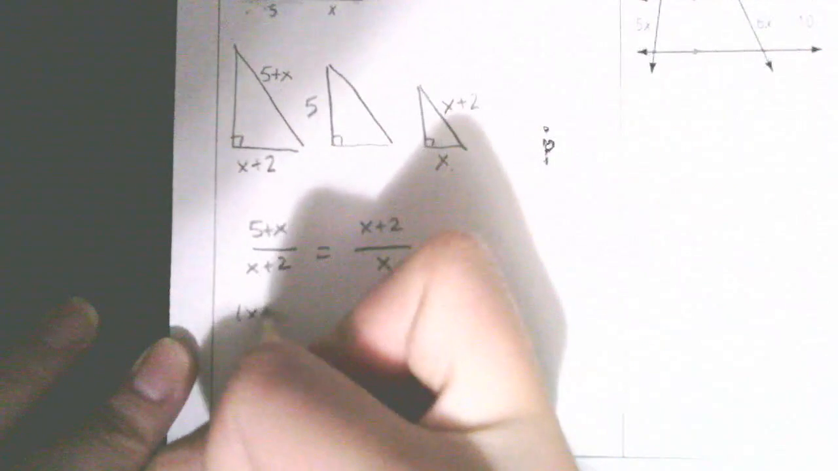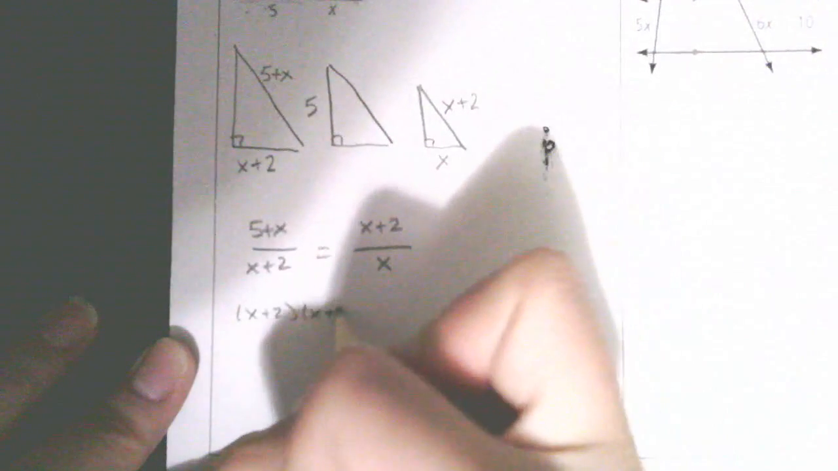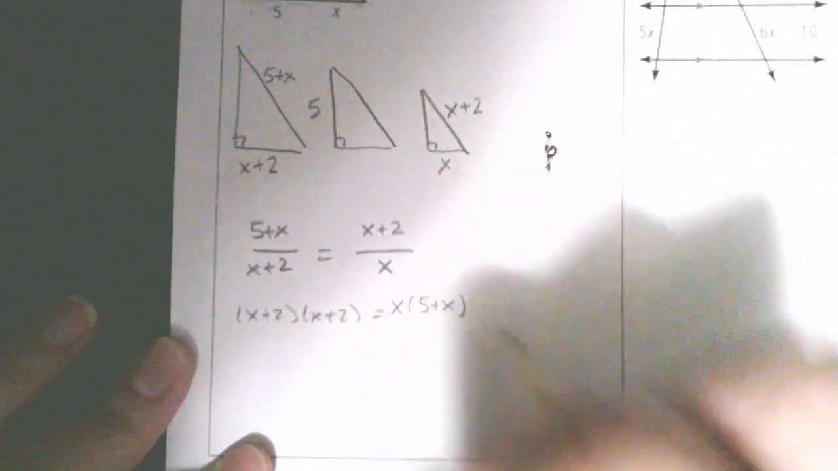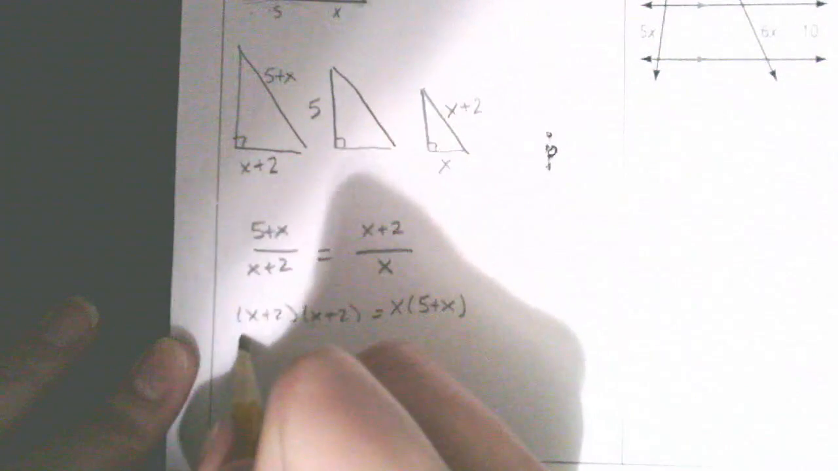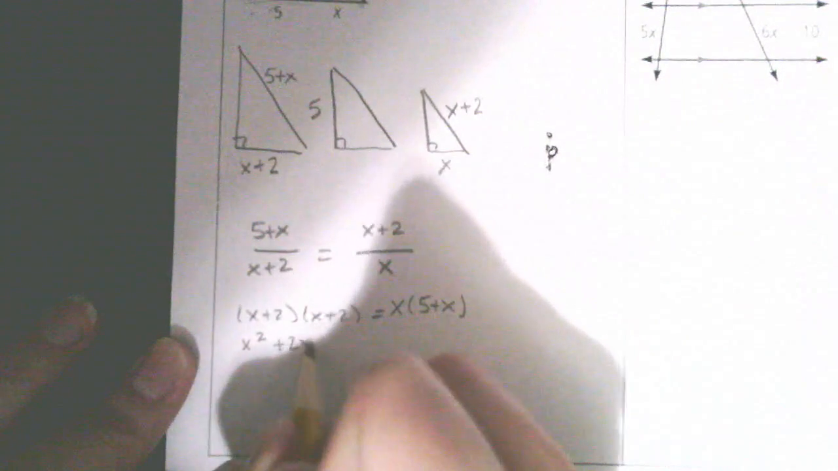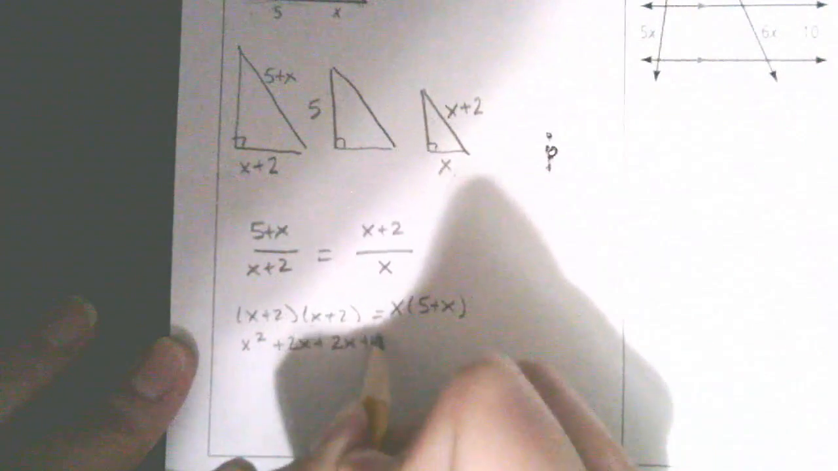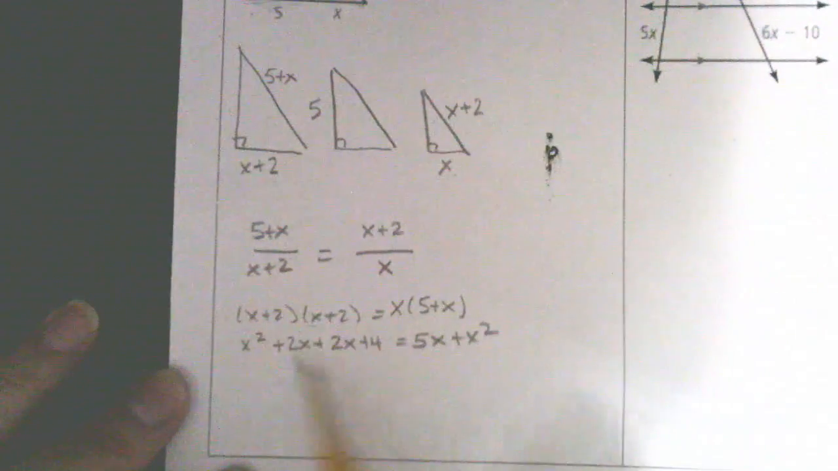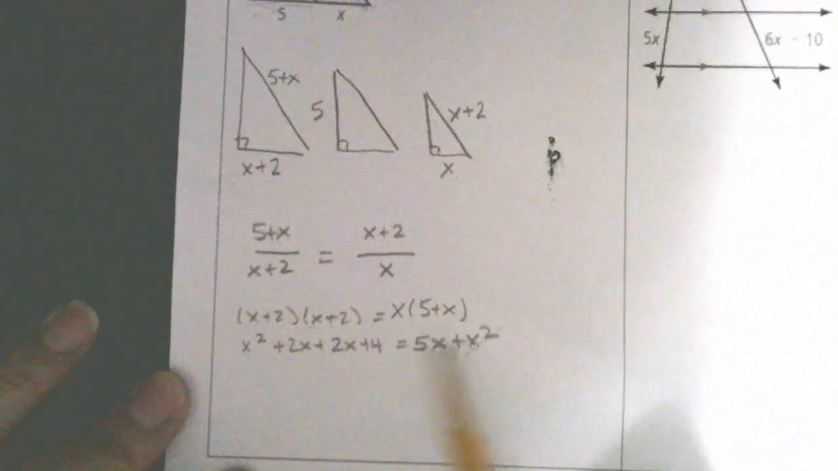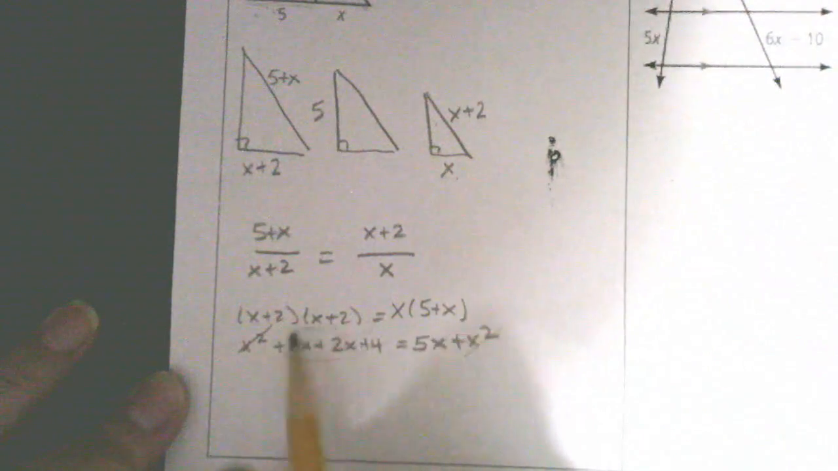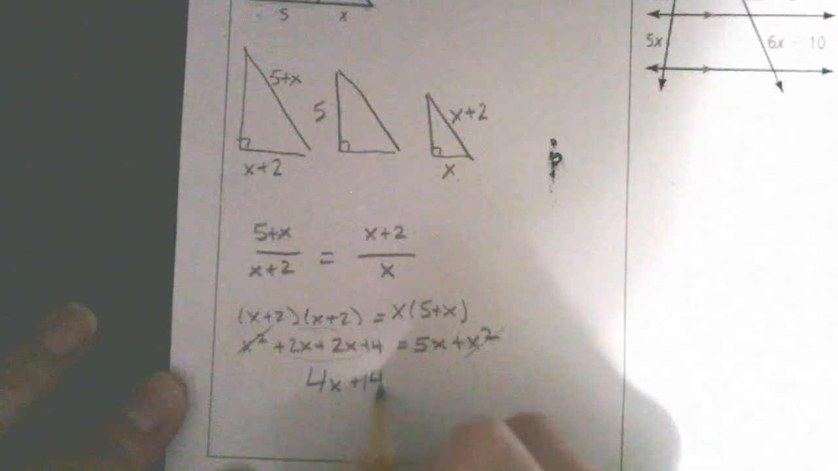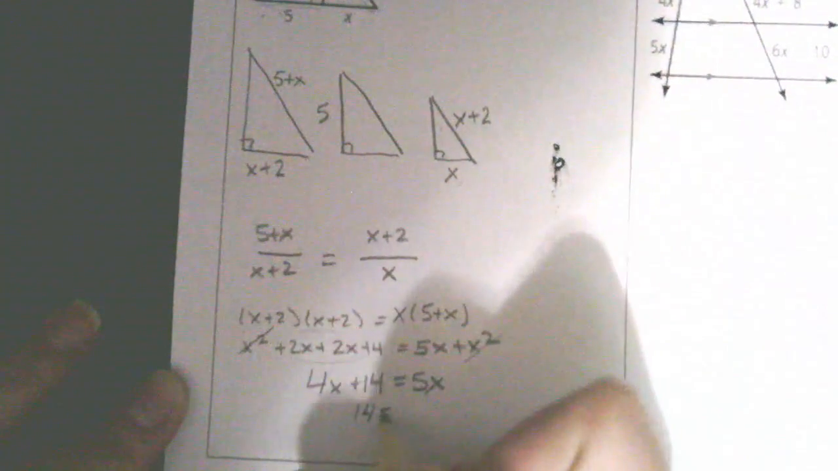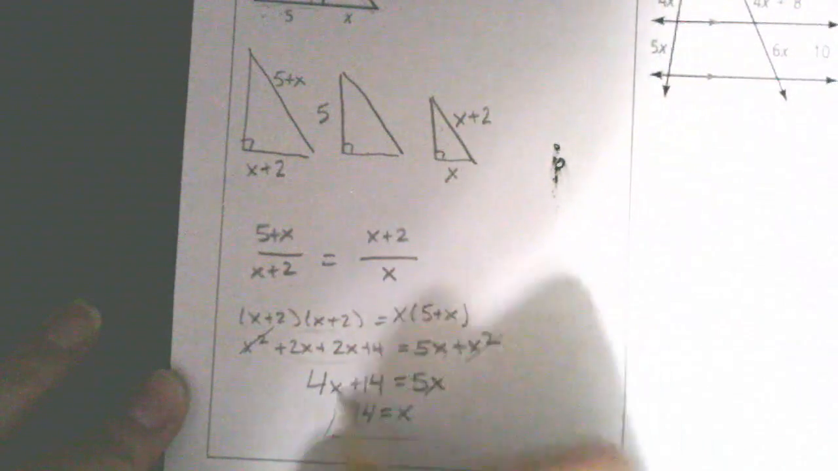So if we multiply across this way, we're multiplying x plus 2 times x plus 2, and then going this way, we have x and 5 plus x. So on this side, we would FOIL and get x squared plus 2x plus 2x plus 4, and this is 5x plus x squared. If you subtract x squared from both sides, these will cancel. And then if you combine the two 2x's, we get 4x plus 4 equals 5x. And then if you subtract 4x, you just get 4 equals x. And there we go.